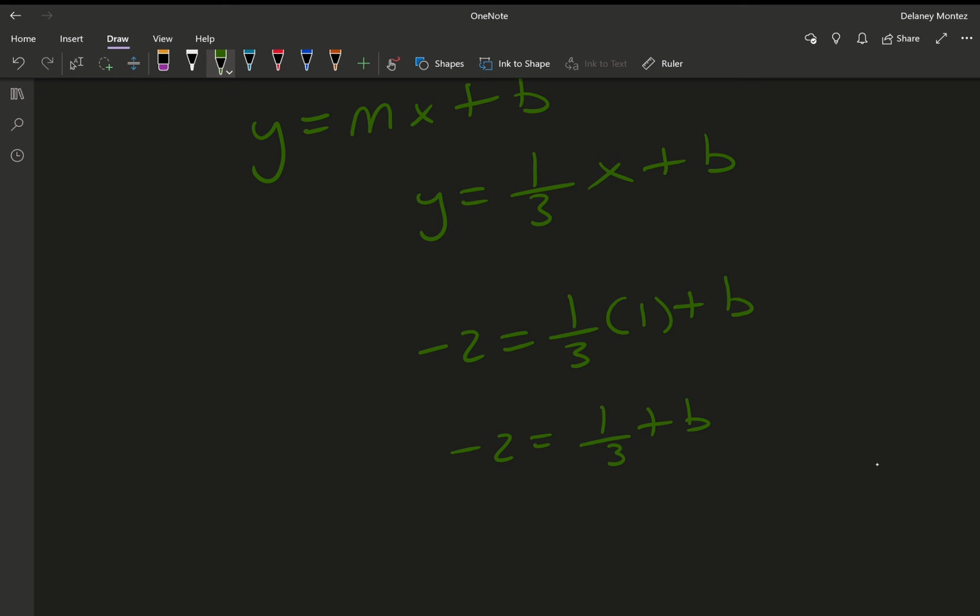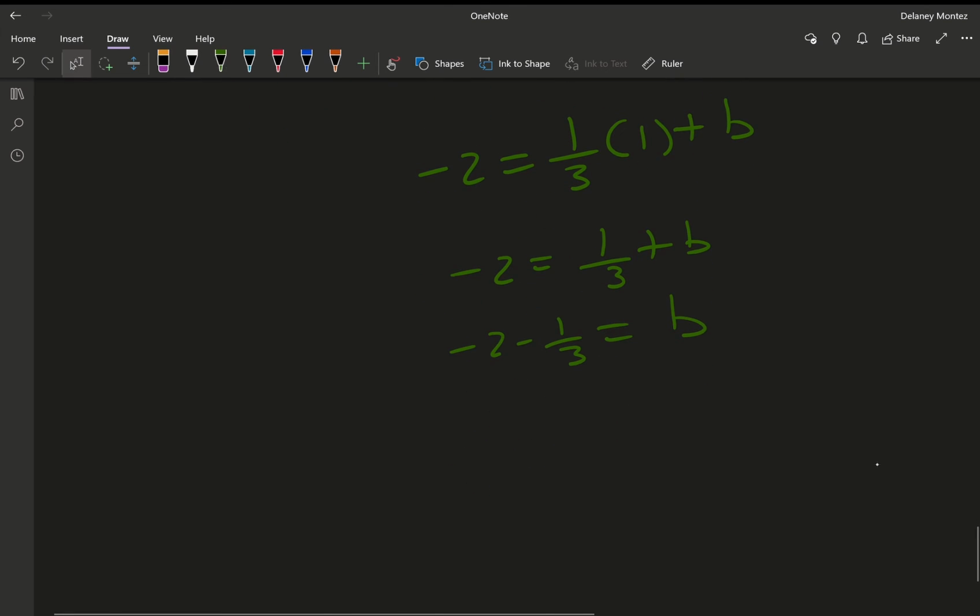So I'm going to take away a 1/3 here. Negative 2 minus 1/3 equals b, right? So we've got to convert this since we're adding a negative fraction. So I'm going to put a 3 here. That means I need to multiply a 3 there. It would be negative 6 over 3.